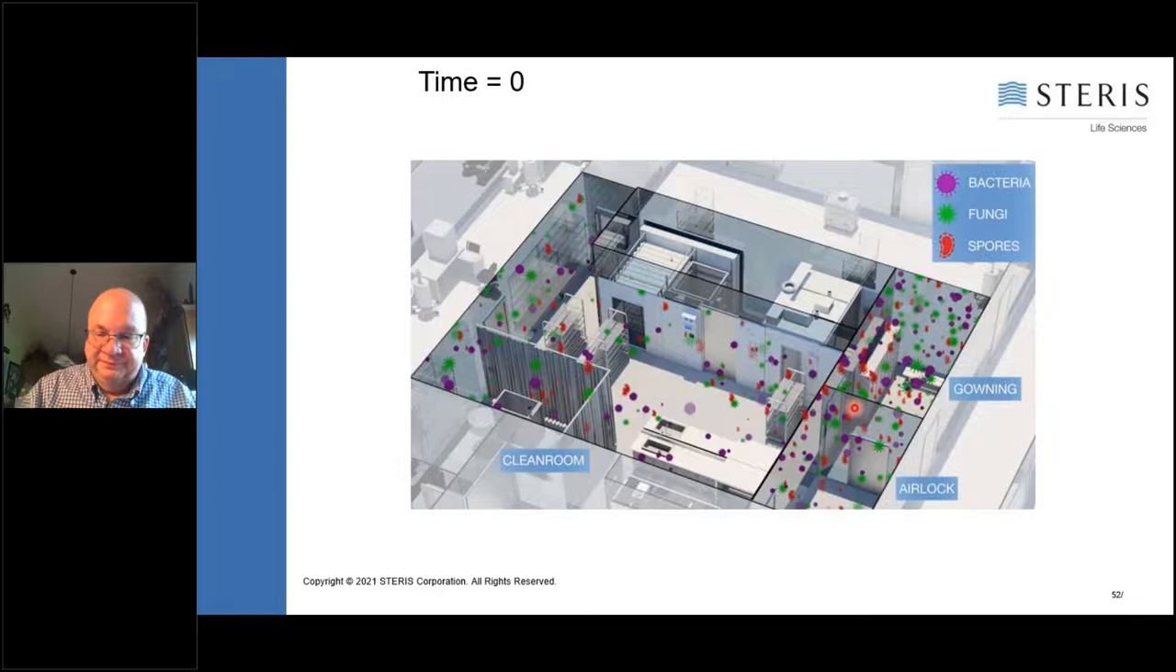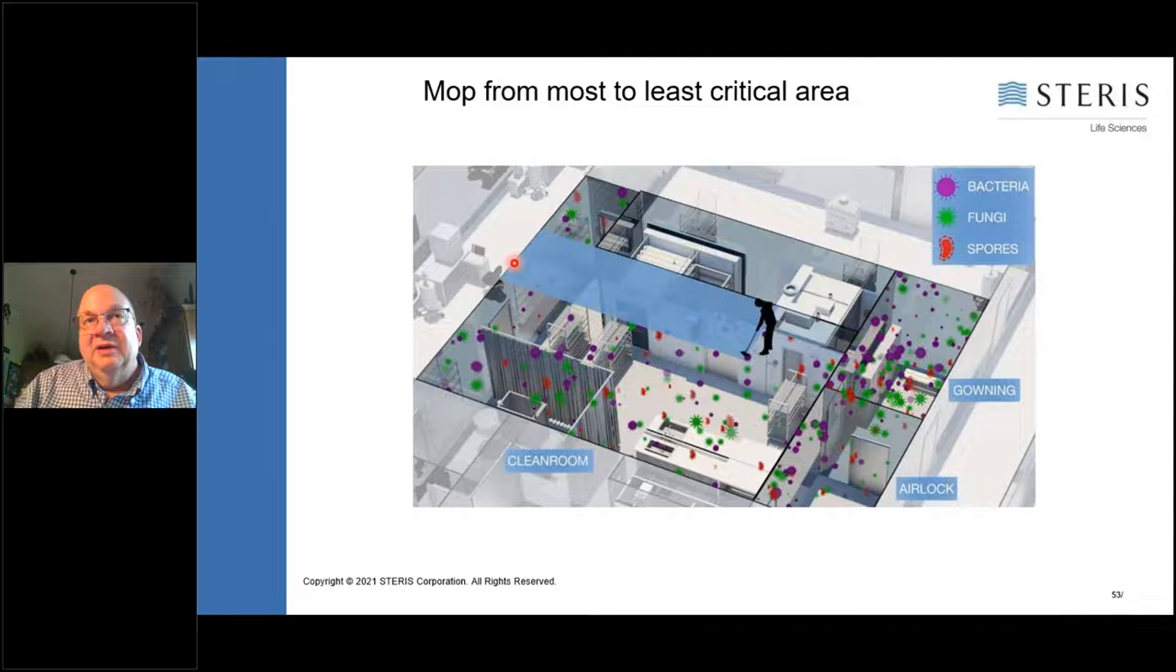We come in and we're going to start the triple clean. We clean the area from the most critical zone, so where we have BSC or RABS, and you work your way out of the room. You never go from the gowning room into the sterile zone. You always start at that very critical zone and work your way out.